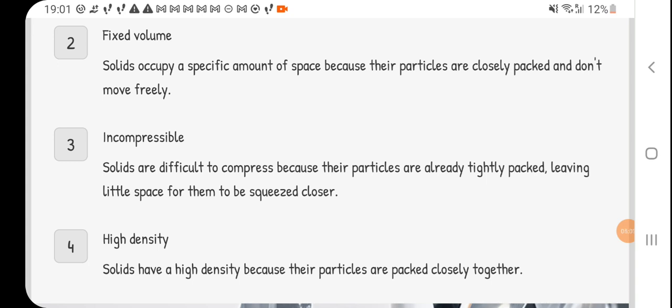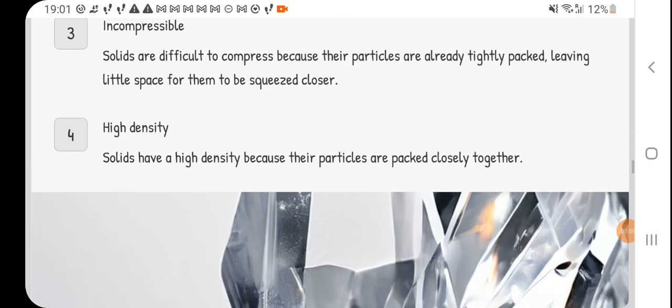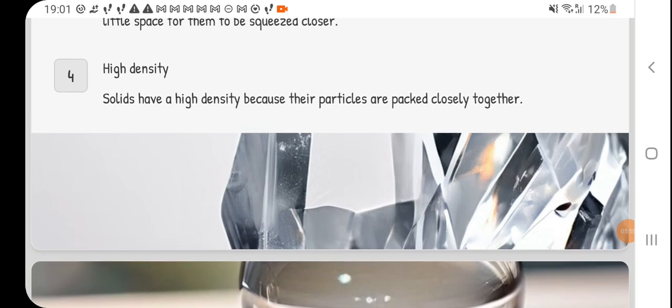Solids are difficult to compress because their particles are already tightly packed, leaving little space for them to be squeezed closer. High density. Solids have a high density because their particles are packed closely together.